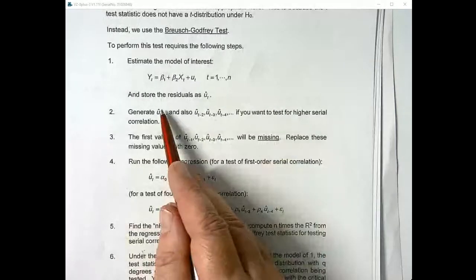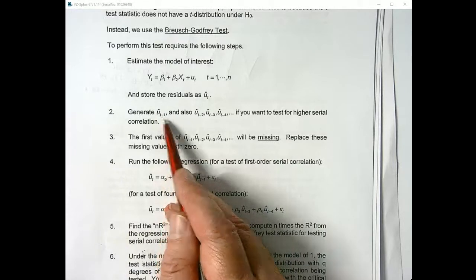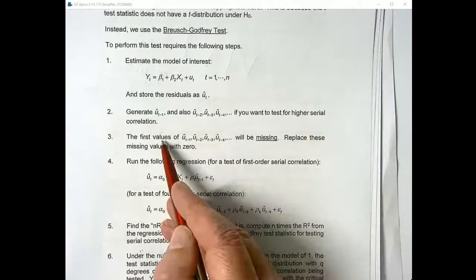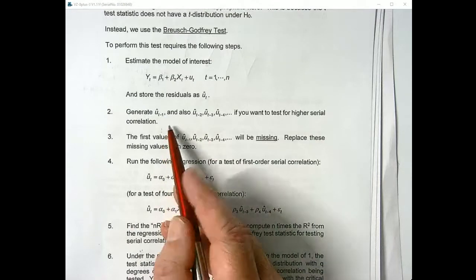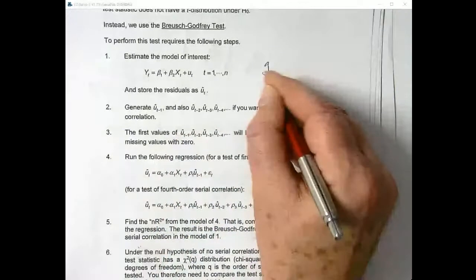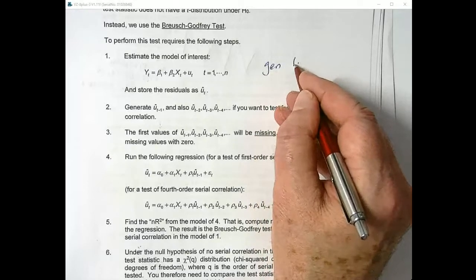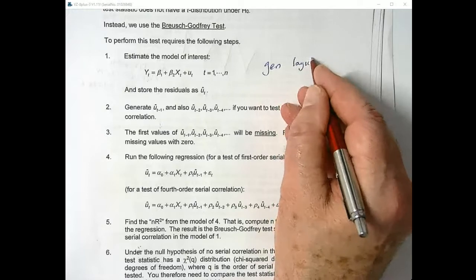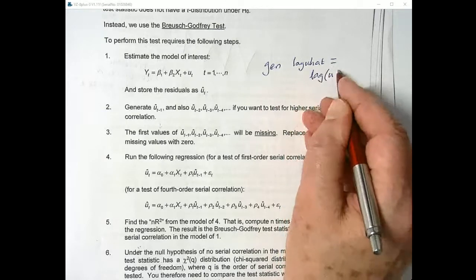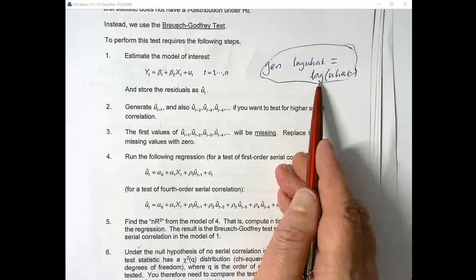Then we generate ut minus 1 hat. That is, we generate the lag of the residual. And you can also generate the second lag, the third lag, the fourth lag, if you want to test for higher order serial correlation. Now, it's easy to generate lags. You just use the lag command, gen lag u hat equals lag. That's how you generate a lag.